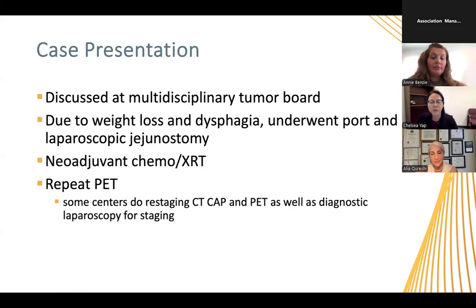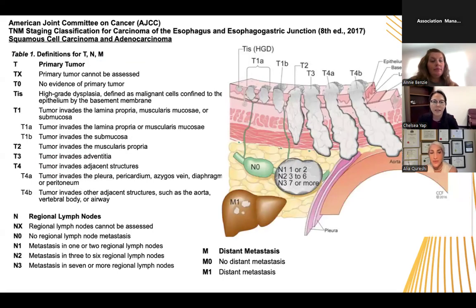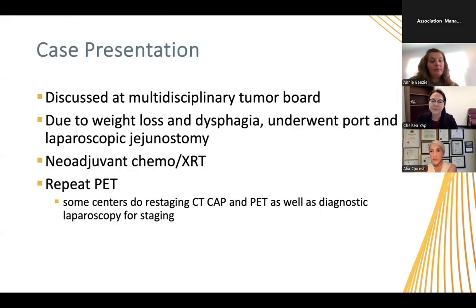Some centers do restaging CT chest, abdomen, pelvis, as well as a PET scan, as well as some centers perform diagnostic laparoscopy for staging. So there's definitely some variations in staging for esophageal cancer. The other thing that some surgeons will do at that point is do gastric preconditioning, but I won't belabor that point, at the same time as a feeding tube.